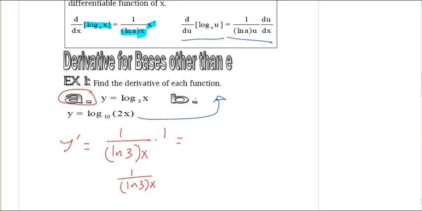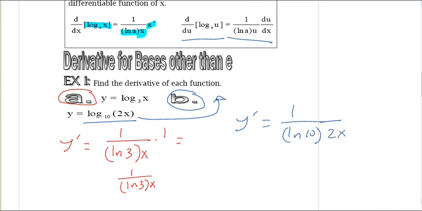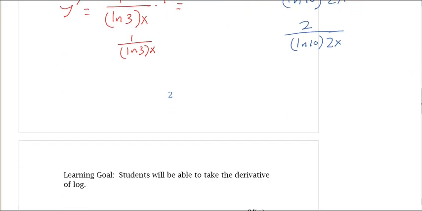Okay, let me do part B in blue. Same game, and part B says here log of base 10 of 2x. So no chain rule needed, but a little bit of taking the derivative. So y prime is equal to 1 over ln of 10, the base, times 2x, and then times the first derivative of 2x, which is 2. And so you end up getting 2 over ln of 10 times 2x. Alright, not too bad, huh? It's all about the formula in this case.